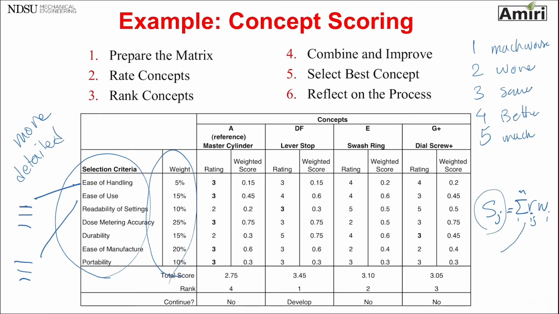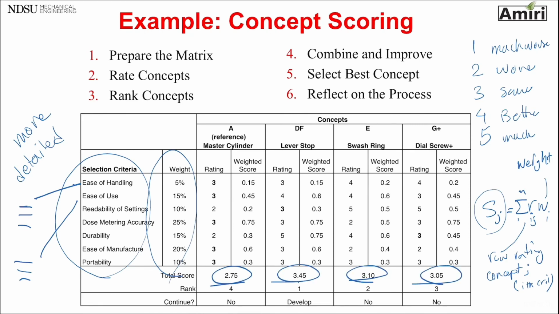This is the rating of concept j for the ith criteria. And w_i is just the weight. Okay. So that's how the total scores are earned.